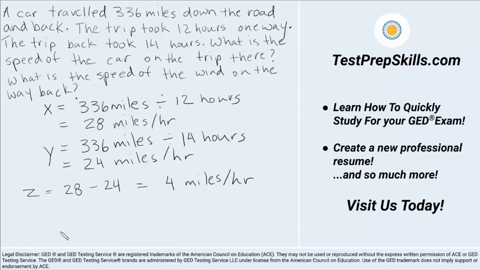Now, finally, what is the speed of the wind? Okay, we're going to call this W, the speed of the wind. So the speed of the wind is going to be the original speed of the car, 28. We're going to add to that this difference between the two speeds, which is 4. And that's going to give us 32 miles per hour.